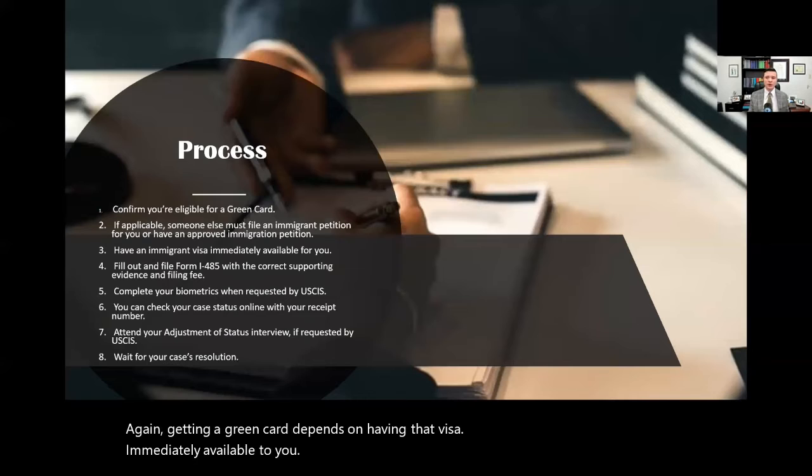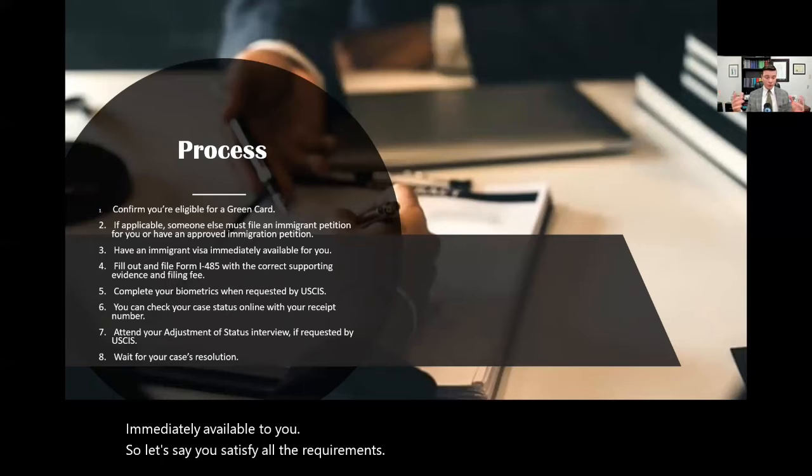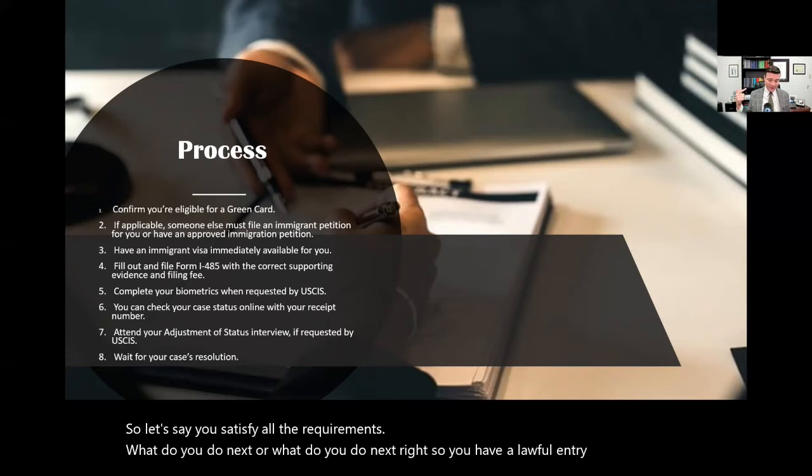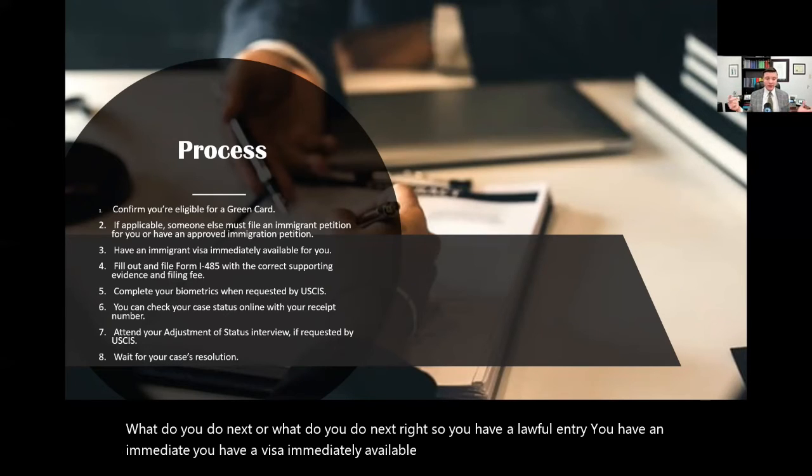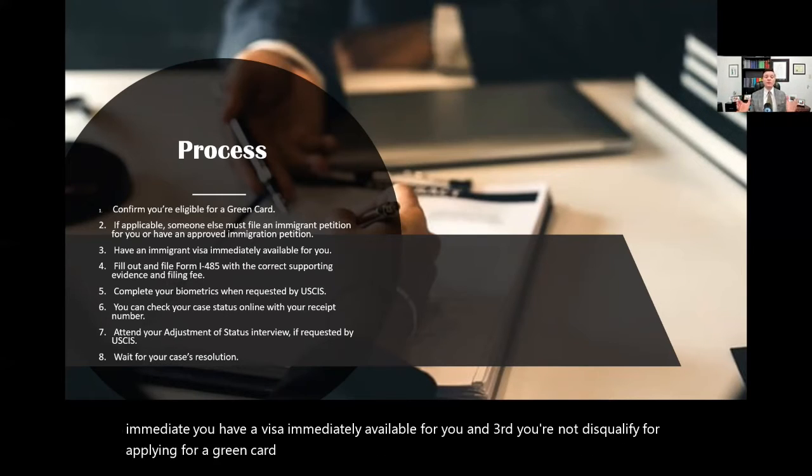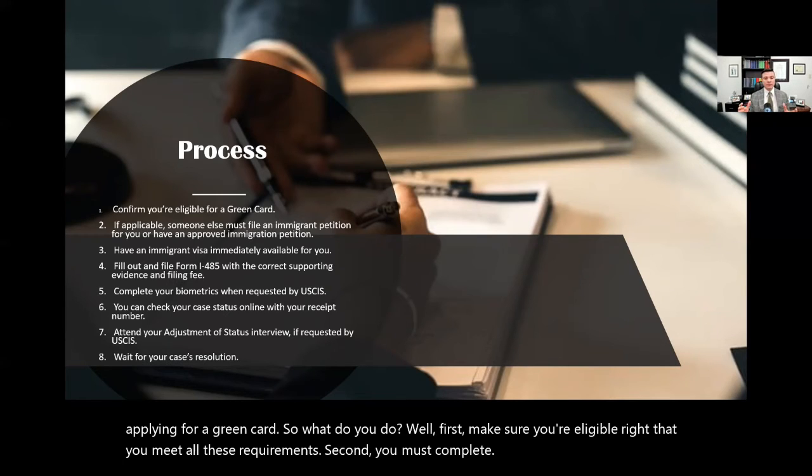So, let's say you satisfy all the requirements. What do you do next? What do you do next, right? So you have a lawful entry, you have a visa immediately available for you, and third, you're not disqualified from applying for a green card. So what do you do? Well, first, make sure you're eligible, right? That you meet all these requirements. Second, you must complete a form.